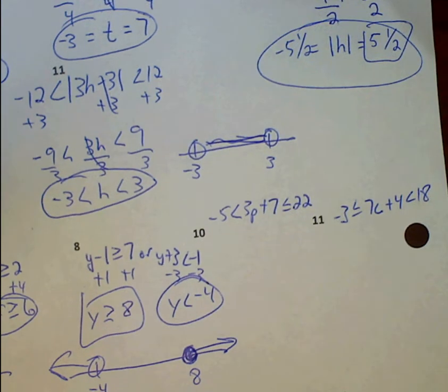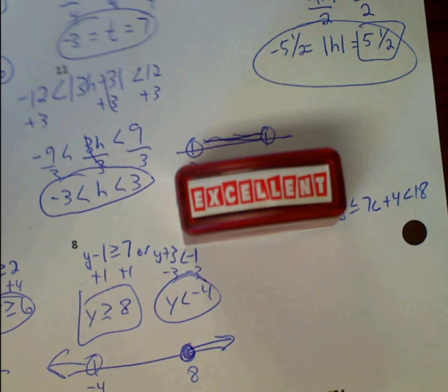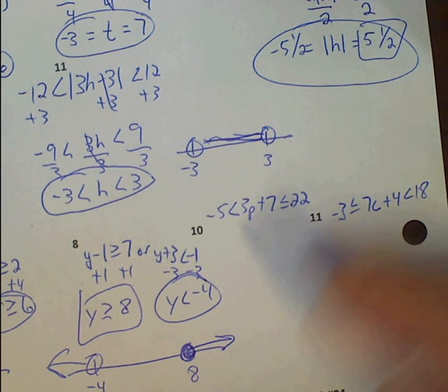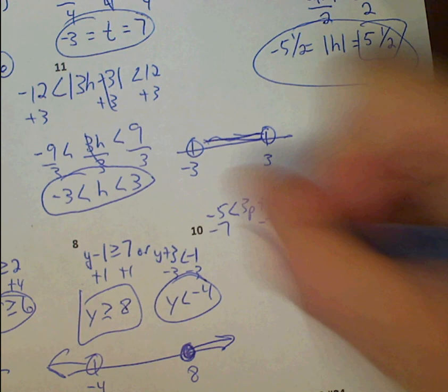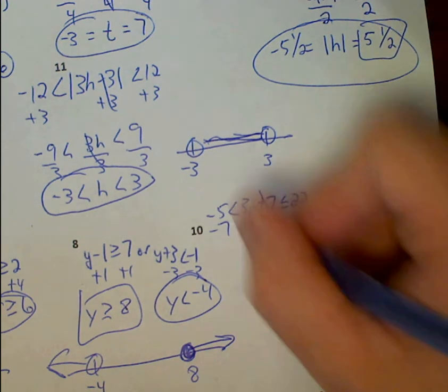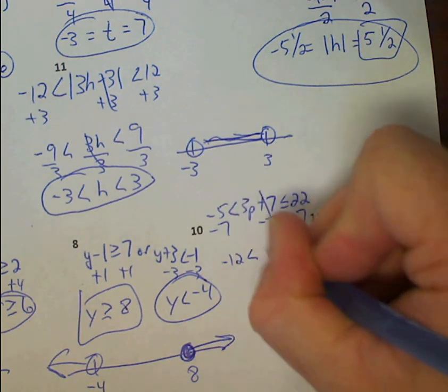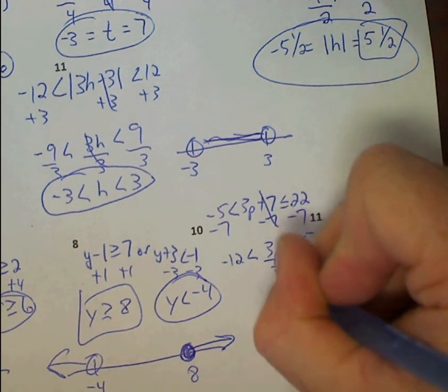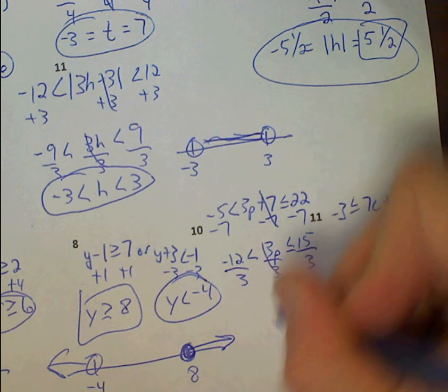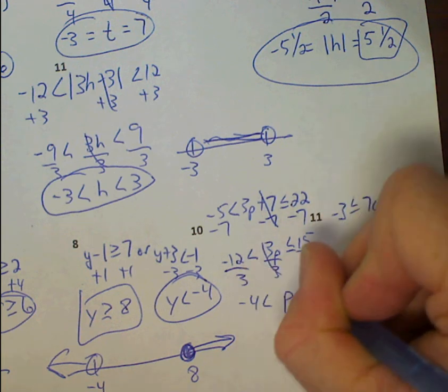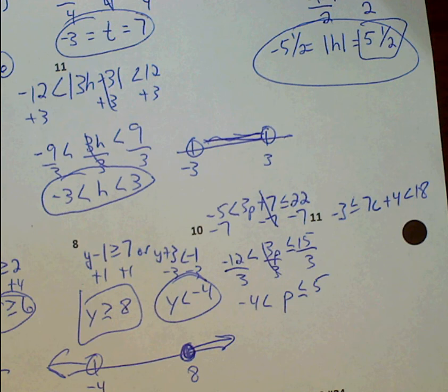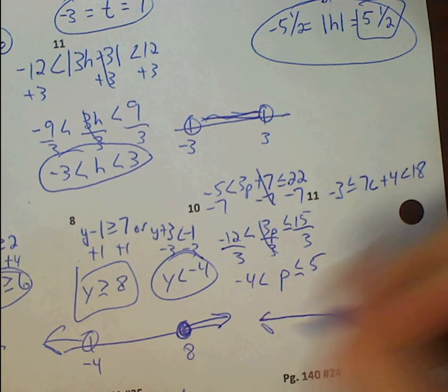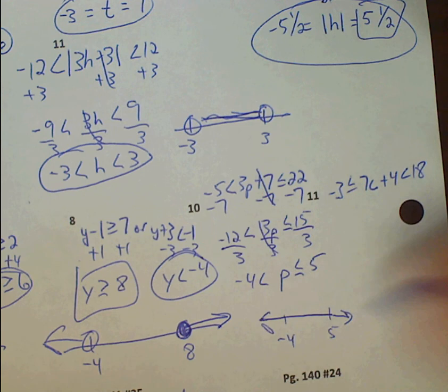Number 10, pause the video and try. On number 10, now I have it in the middle. So I'm going to take minus 7 to everything. It's minus 7. So that would give me negative 12, less than 3p, less than or equal to 15. Divide by 3 to everything. I get negative 4 that's what I would get. If I were to graph this, negative 4 would be over here, 5 could be over here.